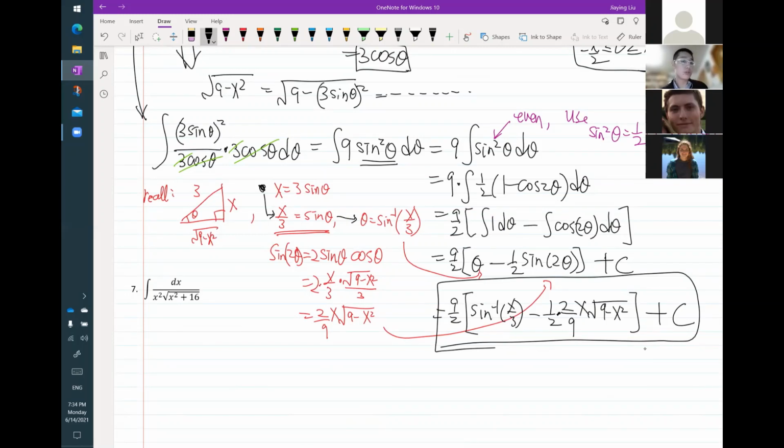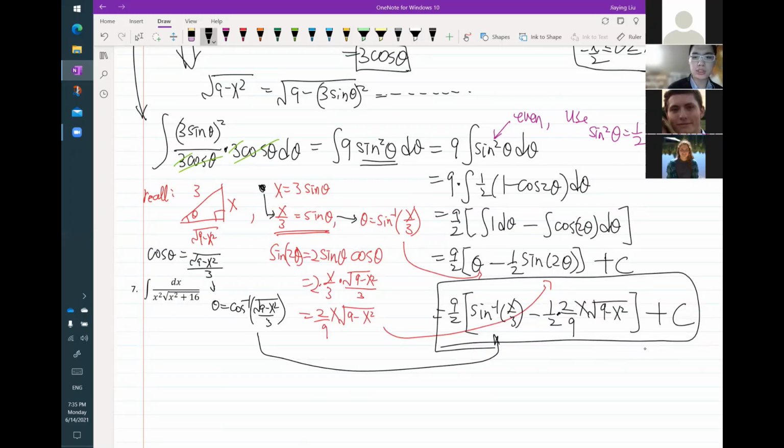You could also use cosine. There's nothing wrong if you say, by looking at the triangle, can I write cosine theta equals, sorry, cosine theta equals square root of 9 minus x squared over 3, and then take the inverse cosine on both sides? Absolutely, that's totally fine. Inverse cosine of the square root of 9 minus x squared over 3. That's okay too. So that's like multiple expressions for theta. It doesn't have to be just one. I just noticed that using sine is the easiest.